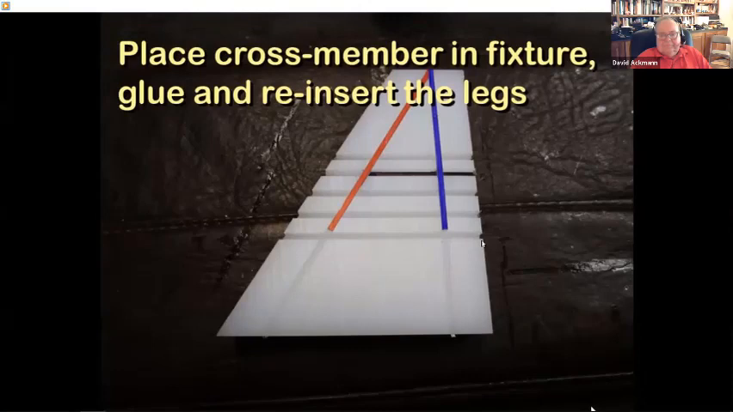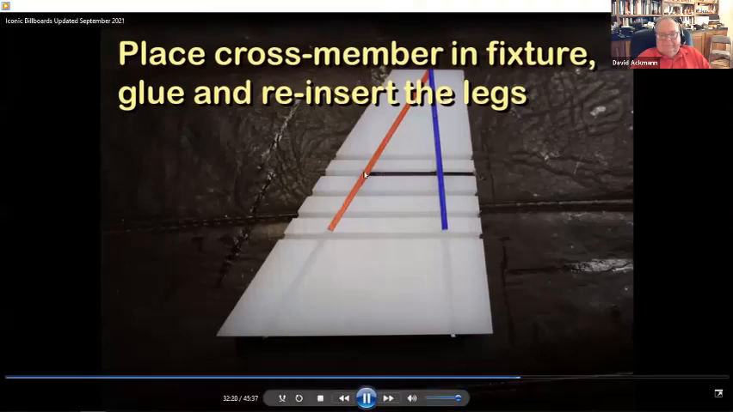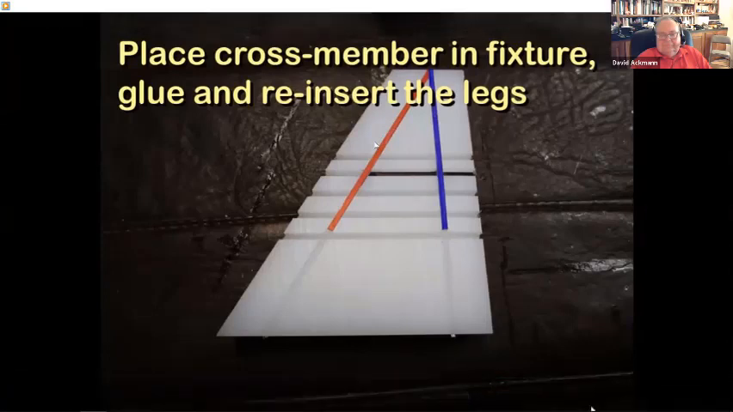This is so that after placing the cross member in the fixture, you can apply a dab of glue where the cross member intersects the legs, then reinsert the legs into the fixture and press the pieces together, and the fixture will hold all three pieces in place. Wait 15 to 20 seconds for the pieces to bond, and then use a hobby knife to pry the pieces from the fixture. Wait a few hours for these pieces to cure.